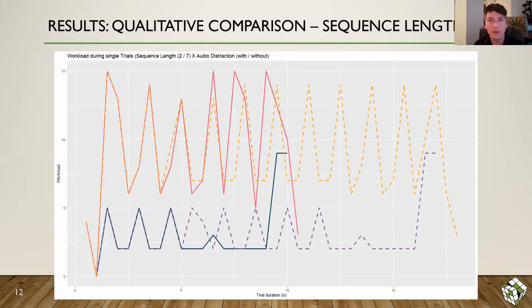Here we see differences in mental workload during single trials, each in a different condition. Solid lines represent a sequence length of 2 letters, while dashed lines represent 7-letter sequences. The yellow and red lines indicate a distraction condition, while blue and purple lines show a trial without audio distraction. We see a similar pattern as before, as trials without distraction tasks generate less mental workload overall, with spikes at the end for memory and motor processes, and trials with distraction tasks exhibit a higher, continuous overall workload.